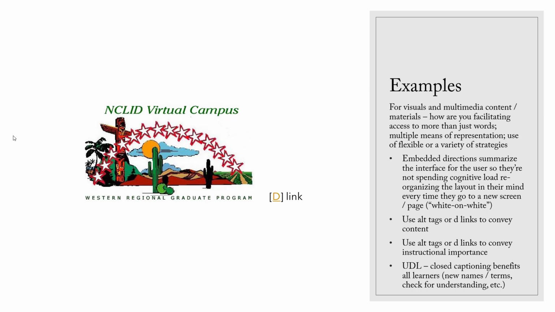There's a lot of information going on in this visual, just like there typically is for a lot of instructional visuals. We've got Hawaii with the palm trees and the totem poles, and of course, the lovely Southwest desert, and the farm fields up into Colorado, and the plains out through Colorado and Wyoming. So a lot is going on in this visual. And then we've got the 14 stars representing the 14 different states. So for visuals and multimedia content, how are you facilitating access to more than just the words?